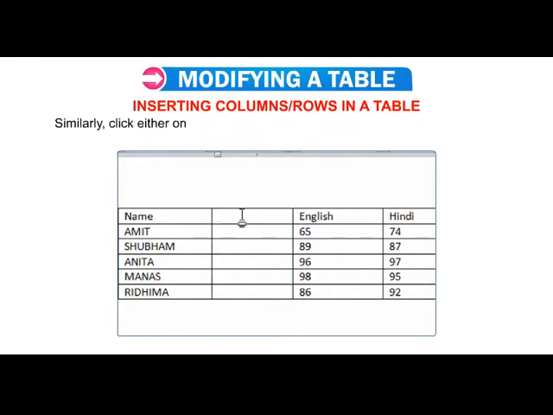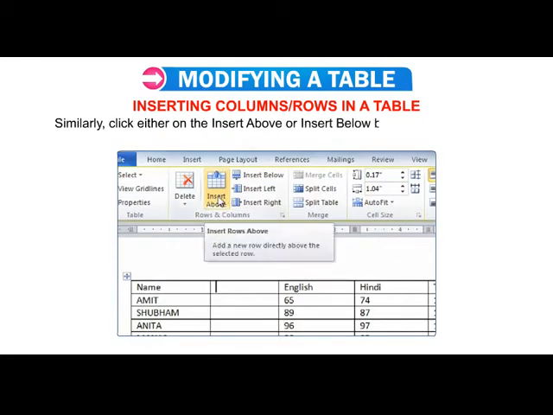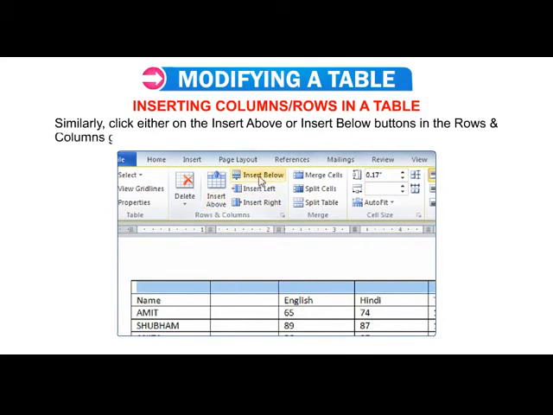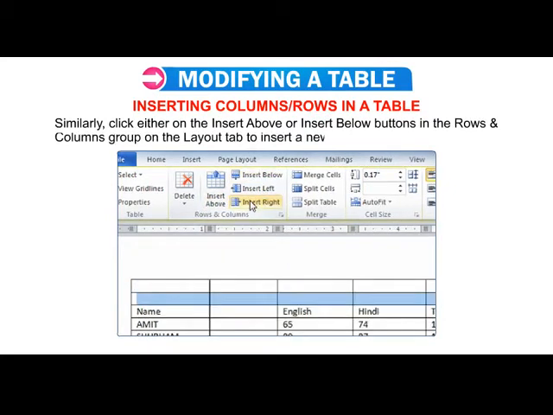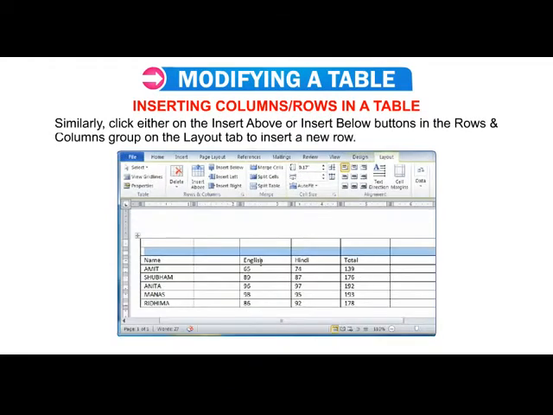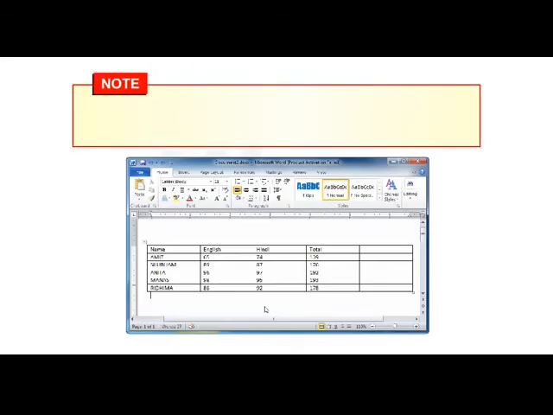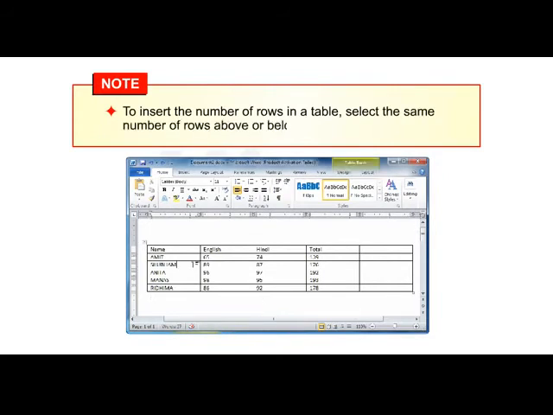Similarly, click either on the Insert Above or Insert Below buttons in the Rows and Columns group on the Layout tab to insert a new row. Students, note that to insert a number of rows in a table, select the same number of rows above or below which you want to add rows.